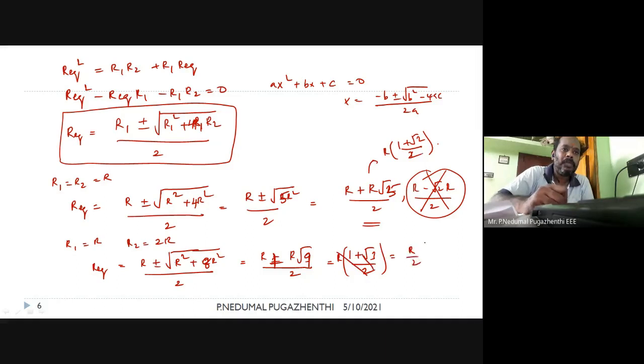Kindly bear with my mistake, it is 1 plus 3. Am I right? Square root of 9 is 3. R can be taken out, so it is going to be 2R. And here it is not this, it is R by 2, 1 plus square root of 5. This is the general form.